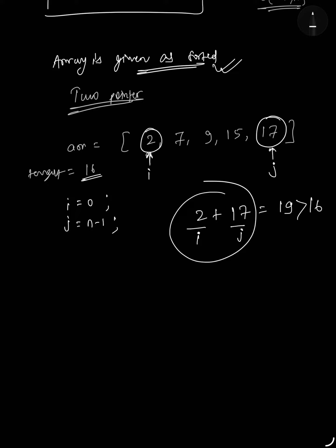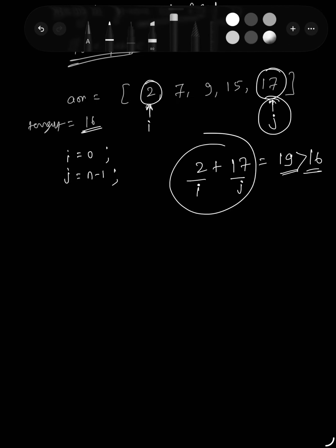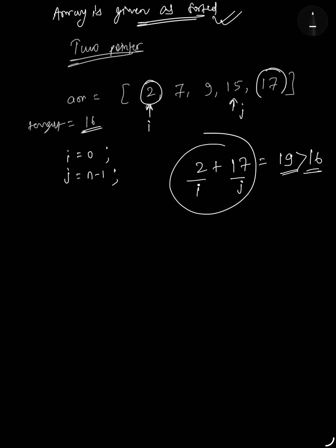So it means I have to take some lower value. Lower value means we have to move the jth position, because if I move i to the next position, the value is going to increase, because this array is given in increasing order, right? So if I take 7, the summation is going to increase again. That is why, if the value goes beyond the target value, we should reduce the jth item one step back, which will be j minus 1, right? So we will move our j position to here.